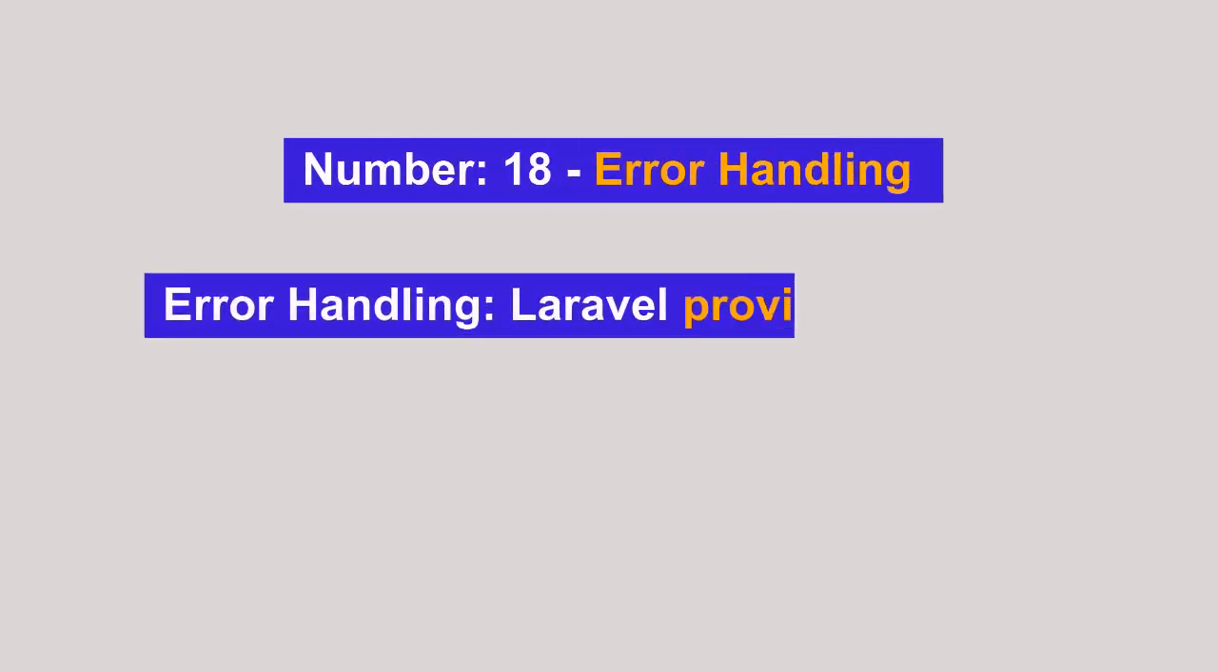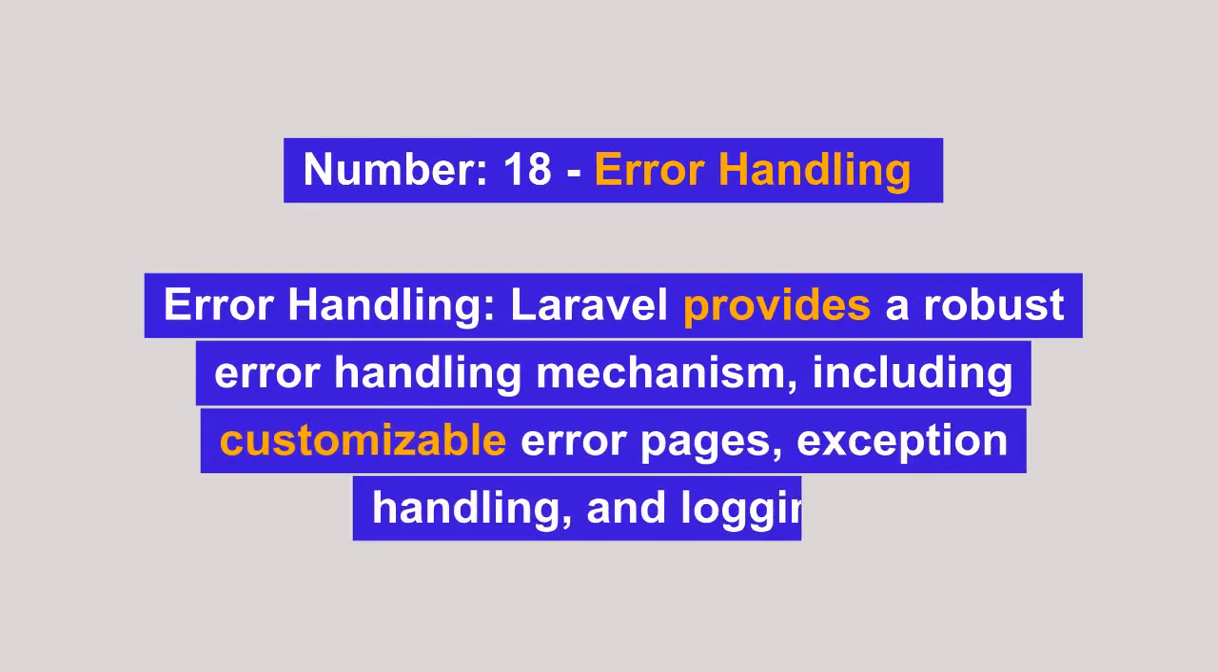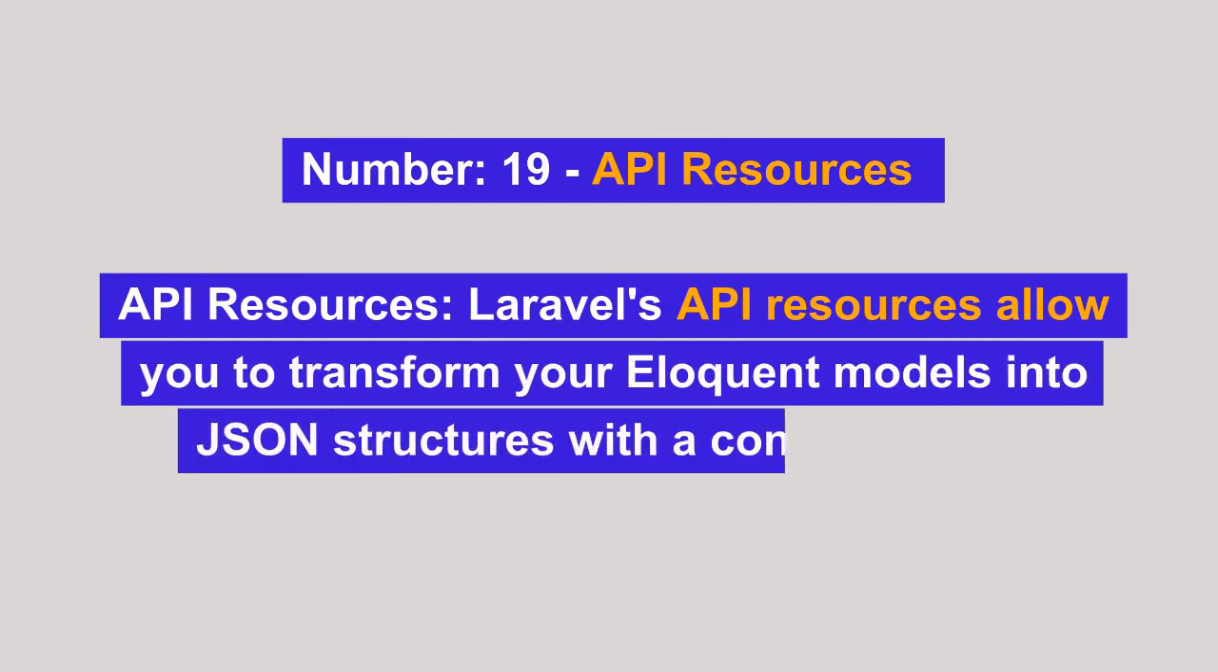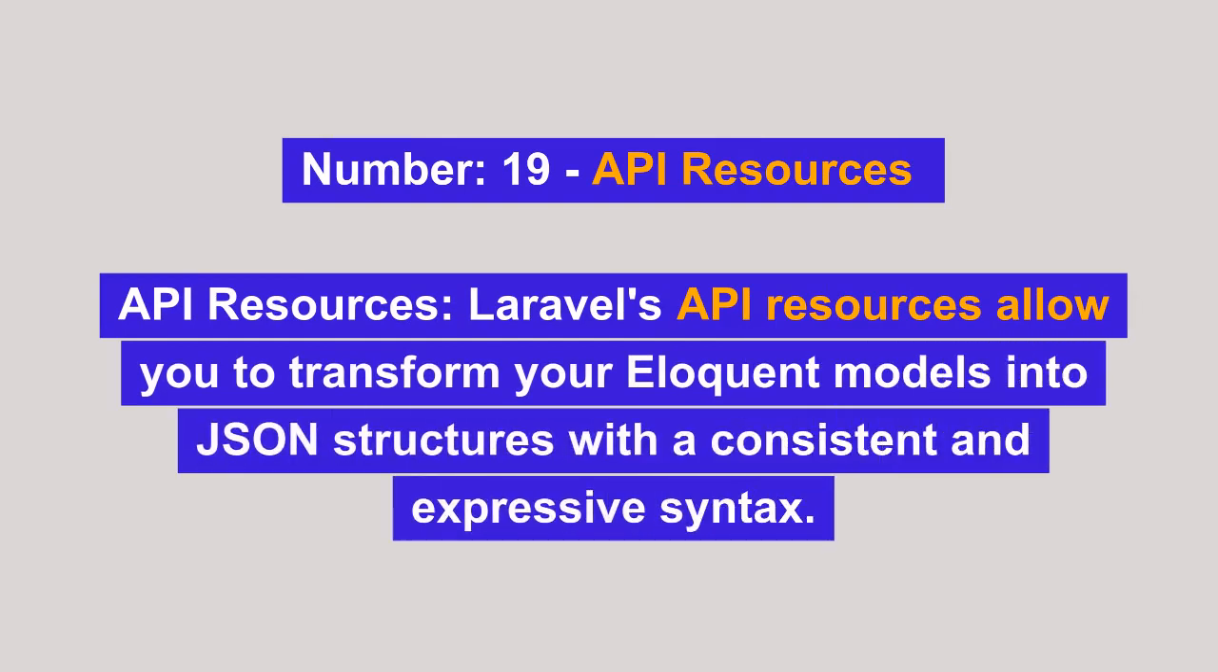Number 18. Error handling. Laravel provides a robust error handling mechanism, including customizable error pages, exception handling, and logging. Number 19. API resources. Laravel's API resources allow you to transform your Eloquent models into JSON structures with a consistent and expressive syntax.